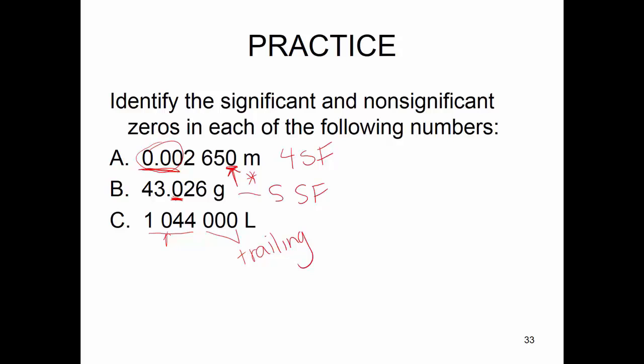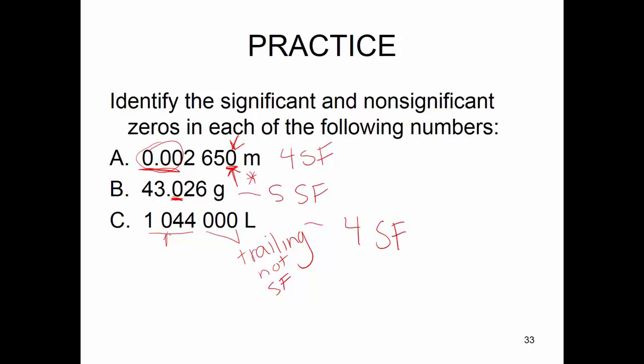This time we have to go back to our rule for the trailing zeros that follow behind the non-zero numbers with no decimal place. If there's no decimal place, then these are not significant. So we have 4 significant figures. The difference here is this 0 up here was significant because it had a decimal place included. These 3 trailing zeros have no decimal place, therefore they are not significant.